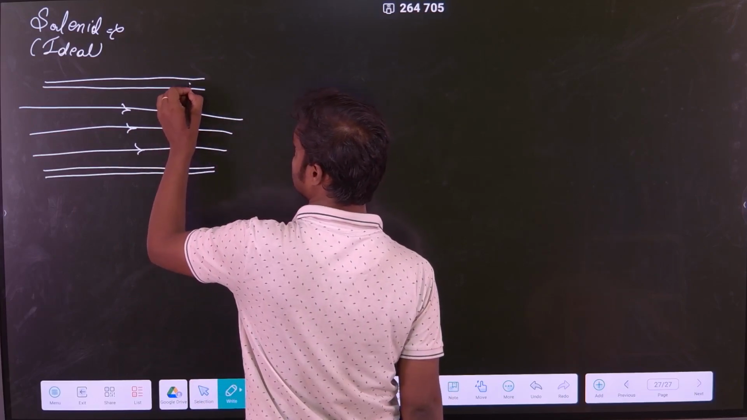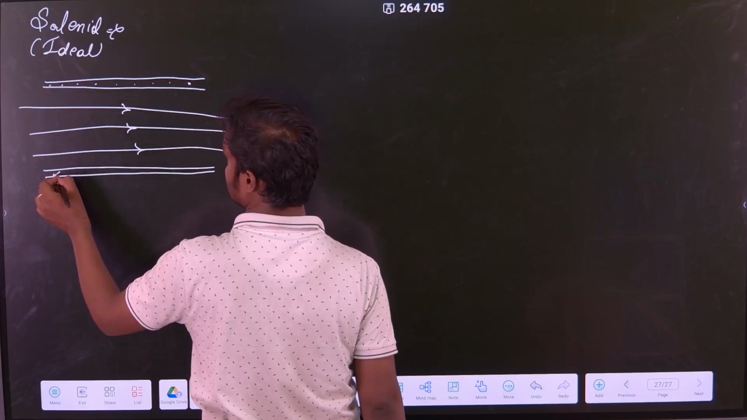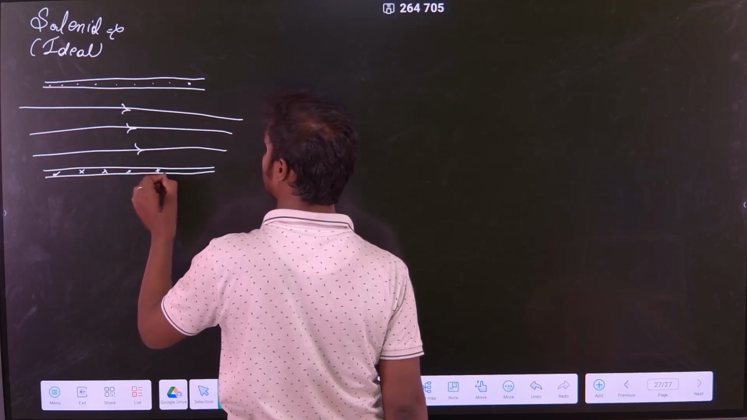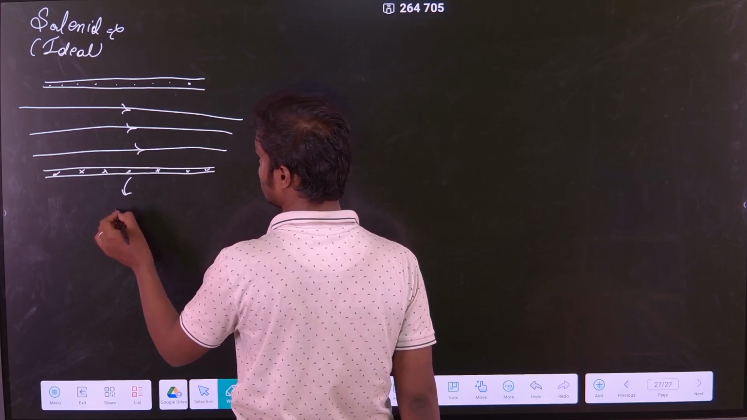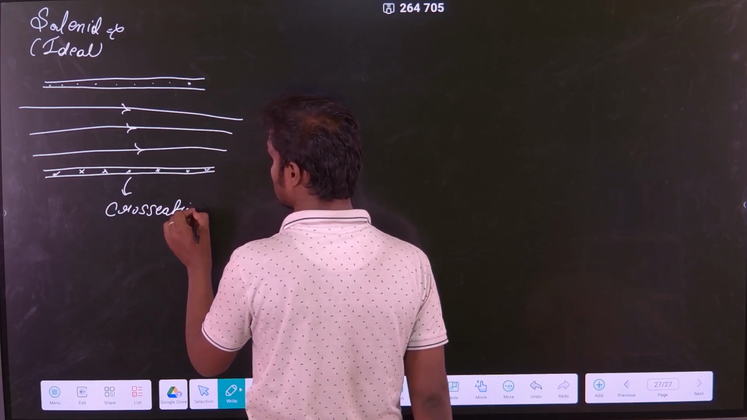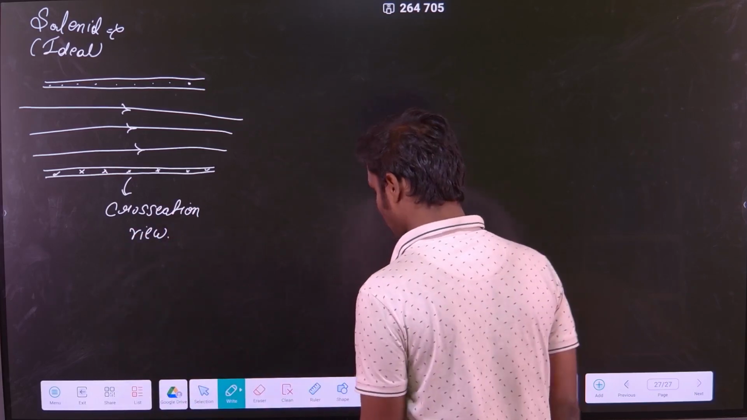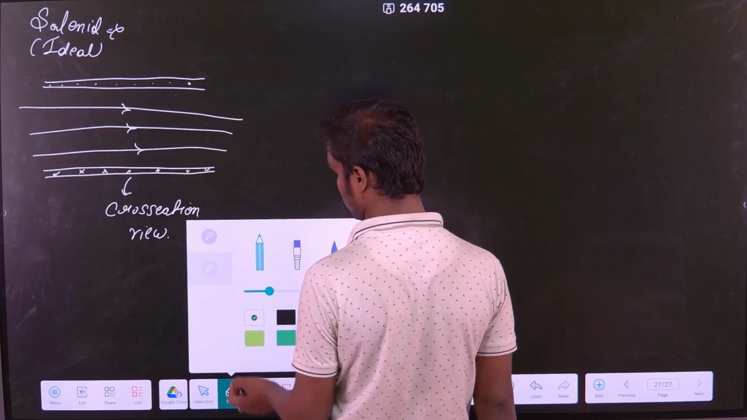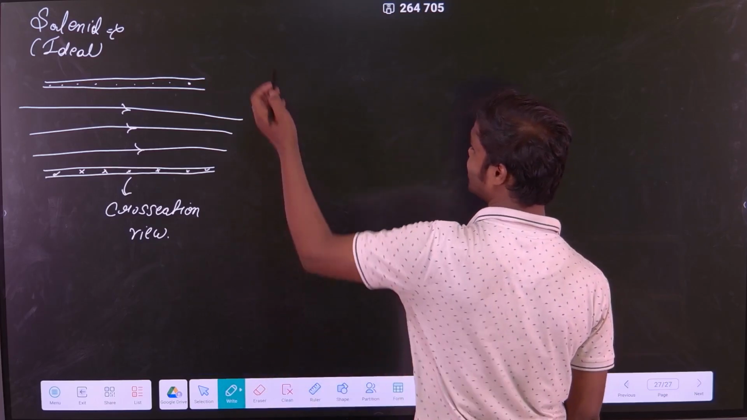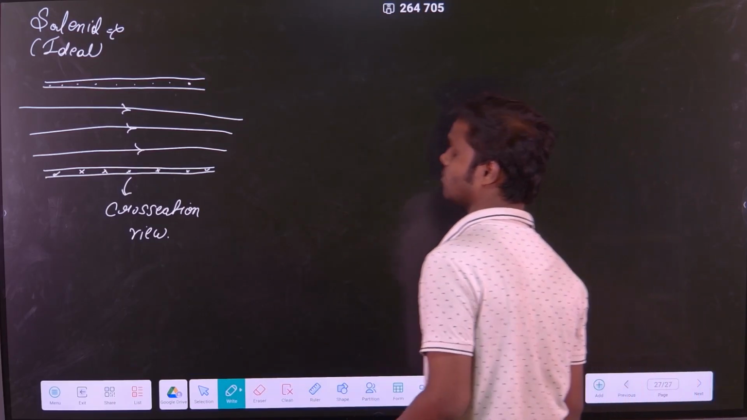So this dot means current is coming outside, and this cross means current is going inside, like this, in the cross sectional view. Now we have to consider a loop and calculate this. I am telling you just for the feeling of how to do this, but there is no need. Okay, we have derived the formula.